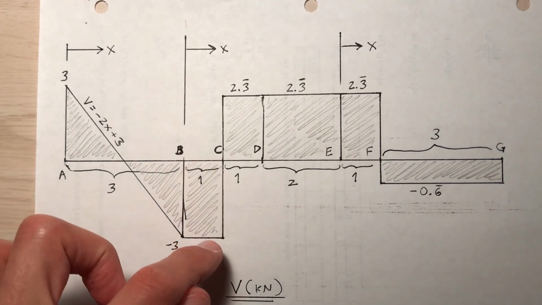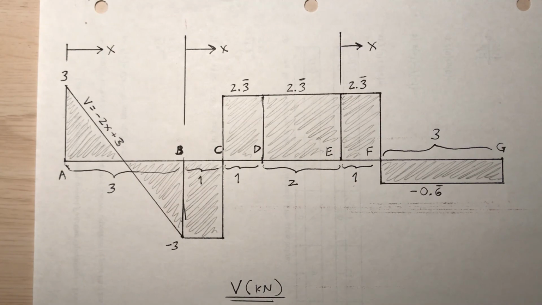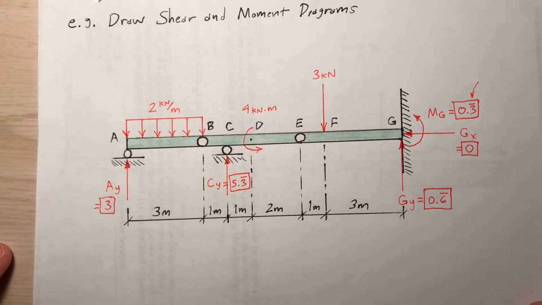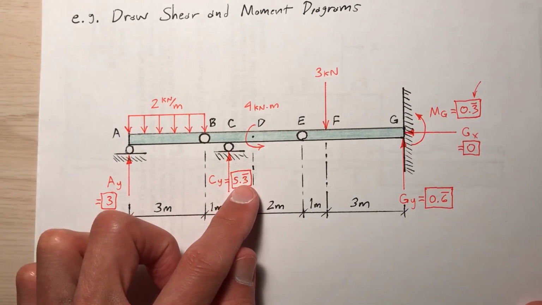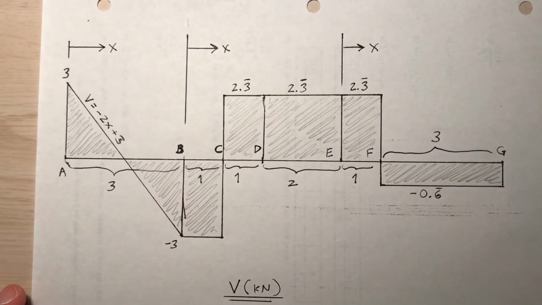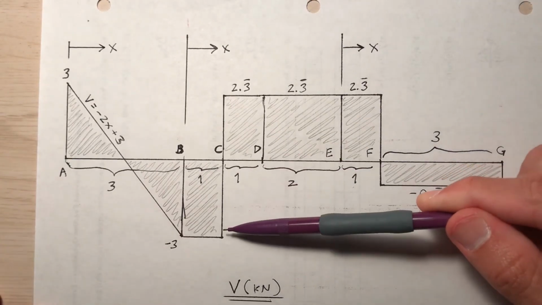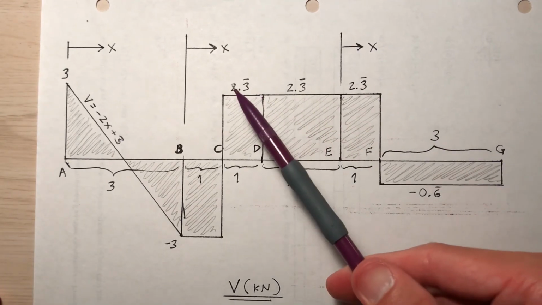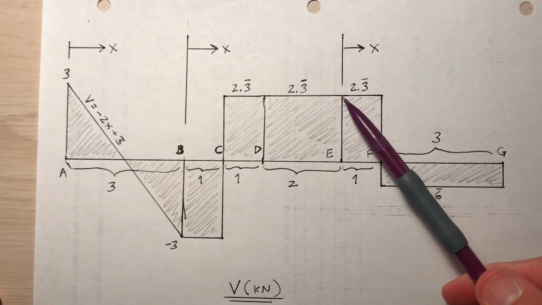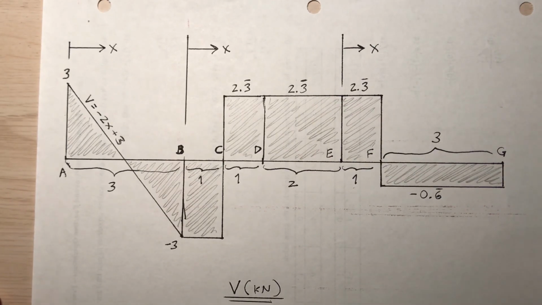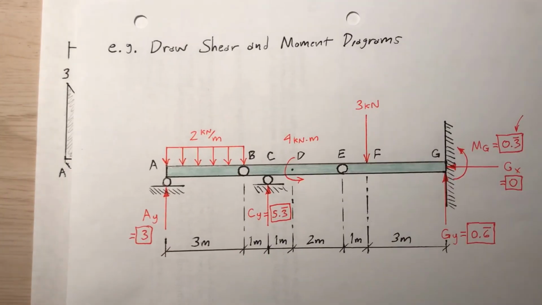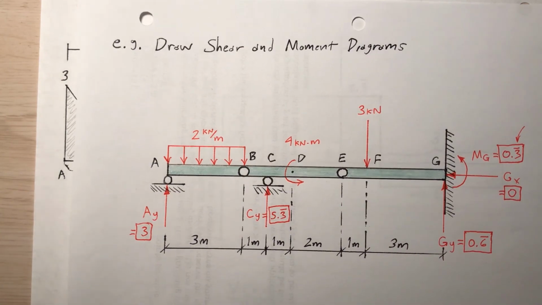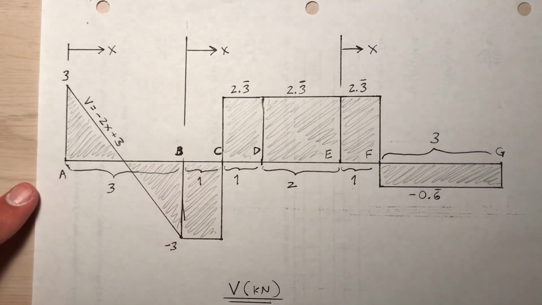And then what happens at C? It jumps up 5 1/3, to 2 1/3. Is that consistent with my reaction? At C, there's a vertical reaction of 5 1/3, so that represents this jump from -3 to 2 1/3. The shear stays constant until I get to point E where there's a hinge, because between C and E there's no new reaction coming in, so it stays constant at 2 1/3.